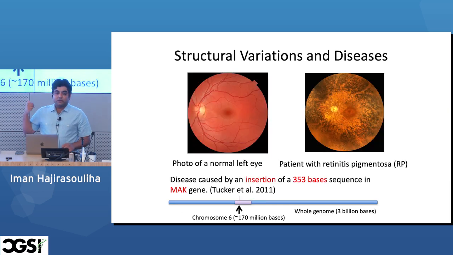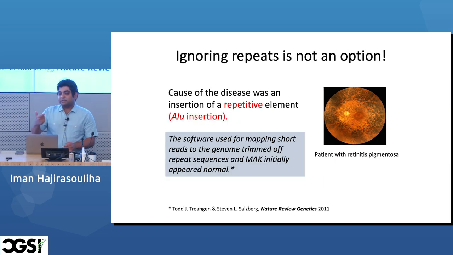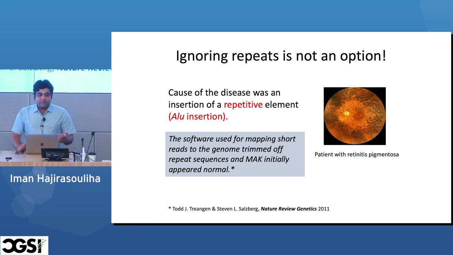On this figure, I actually want to highlight a smaller insertion. This is only a 353 base pair insertion in a gene known as MAK. And as you can see, this tiny insertion can cause this retinitis pigmentosa disease. So even a very small insertion compared to the full human genome, which is 3 billion letters, can have a very severe effect. And in fact, for this example, this insertion was actually a repeat element, an Alu insertion. And there's a story behind this.